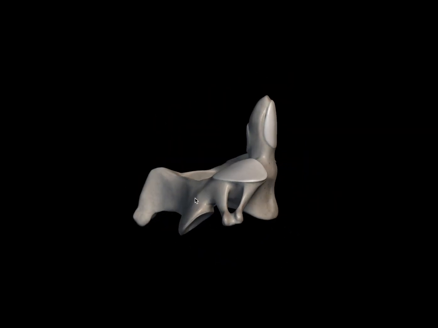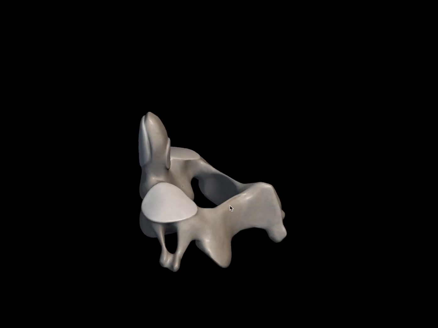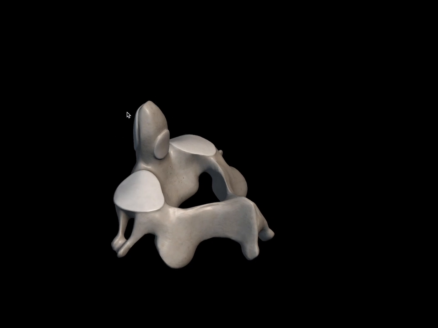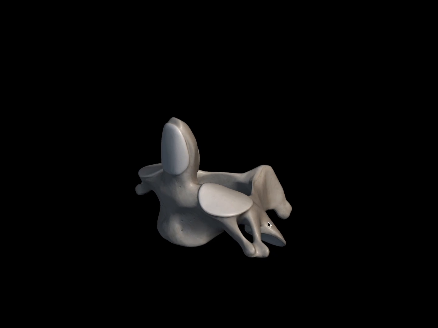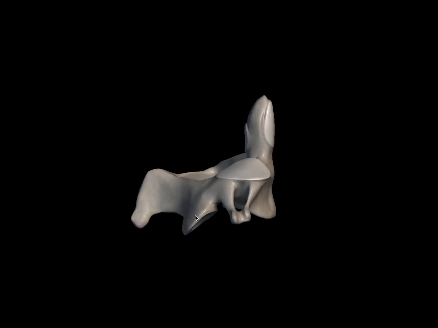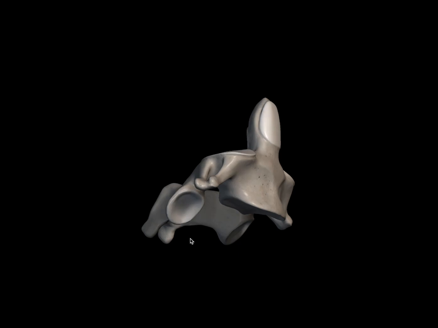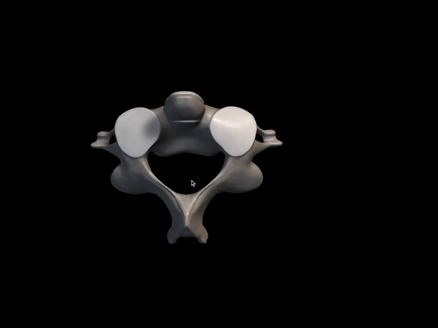So these all were the features of the C2 cervical vertebra: the dens, which is the key identification feature for C2, the body, which has four surfaces and corresponding features, the transverse processes, the spinous process here, and the articular processes with the inferior articular facet and the superior articular facet. And yes, this huge foramen that you see here is the vertebral foramen.